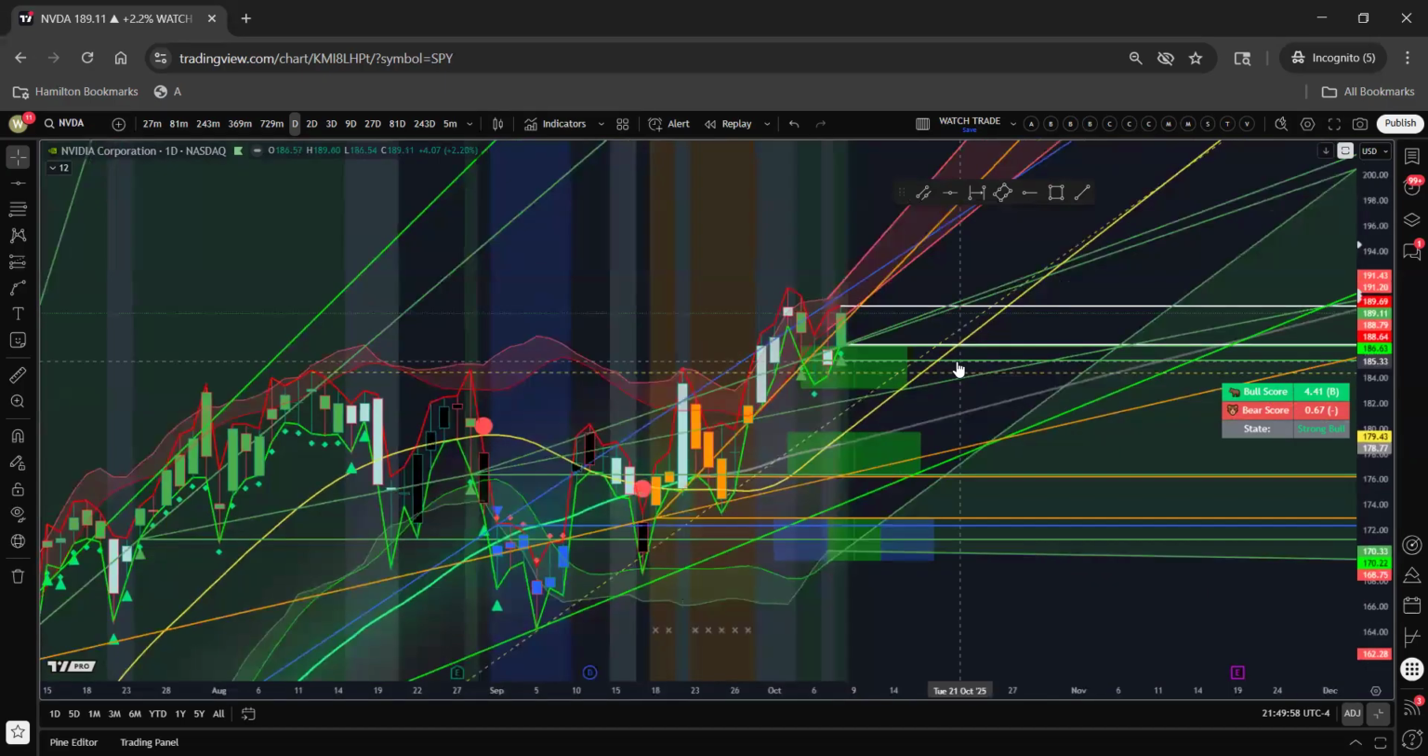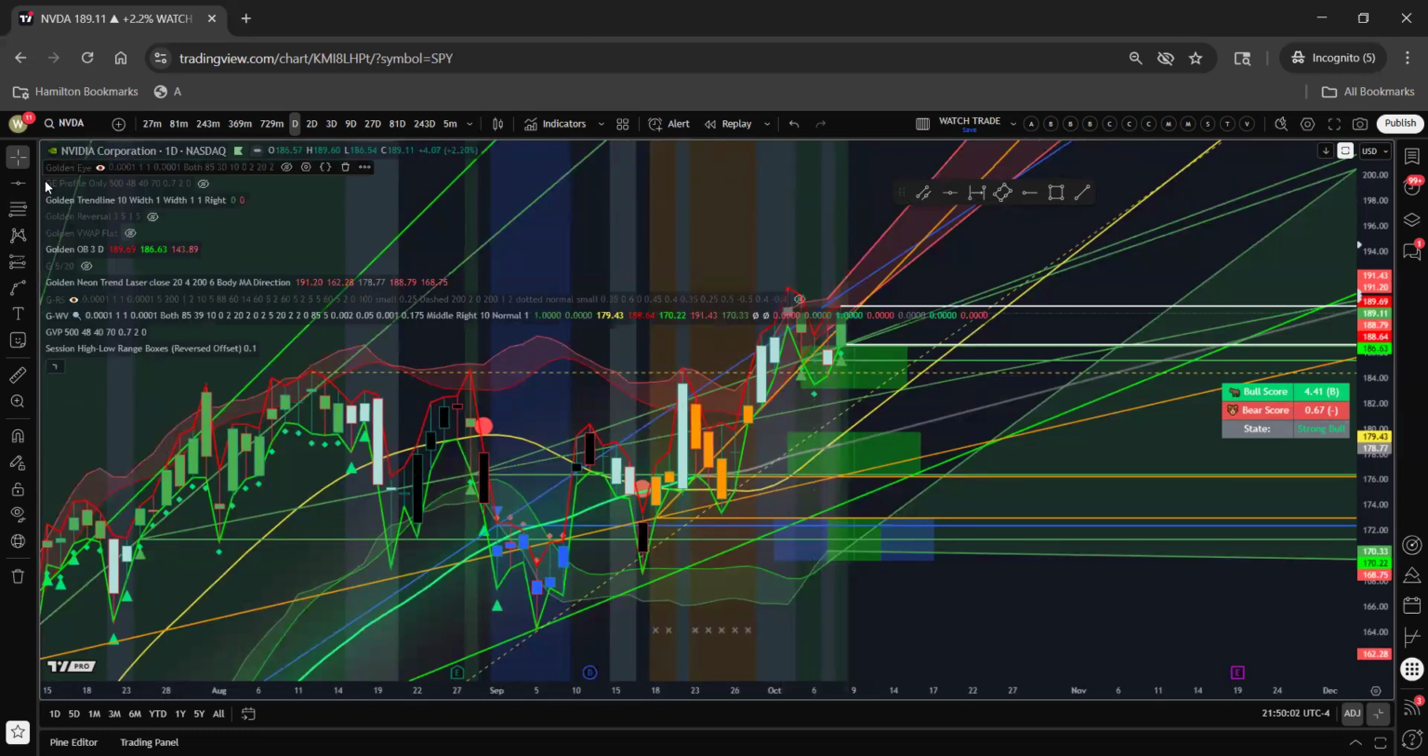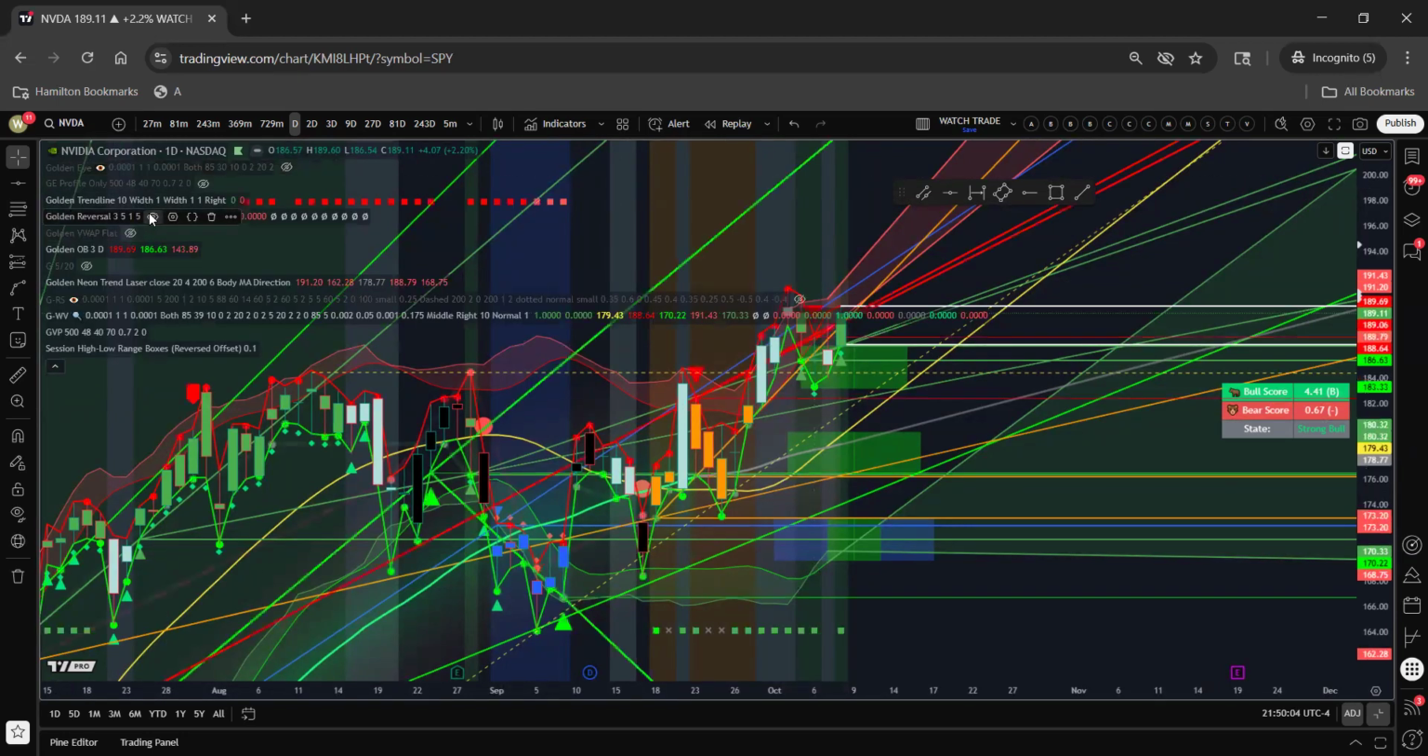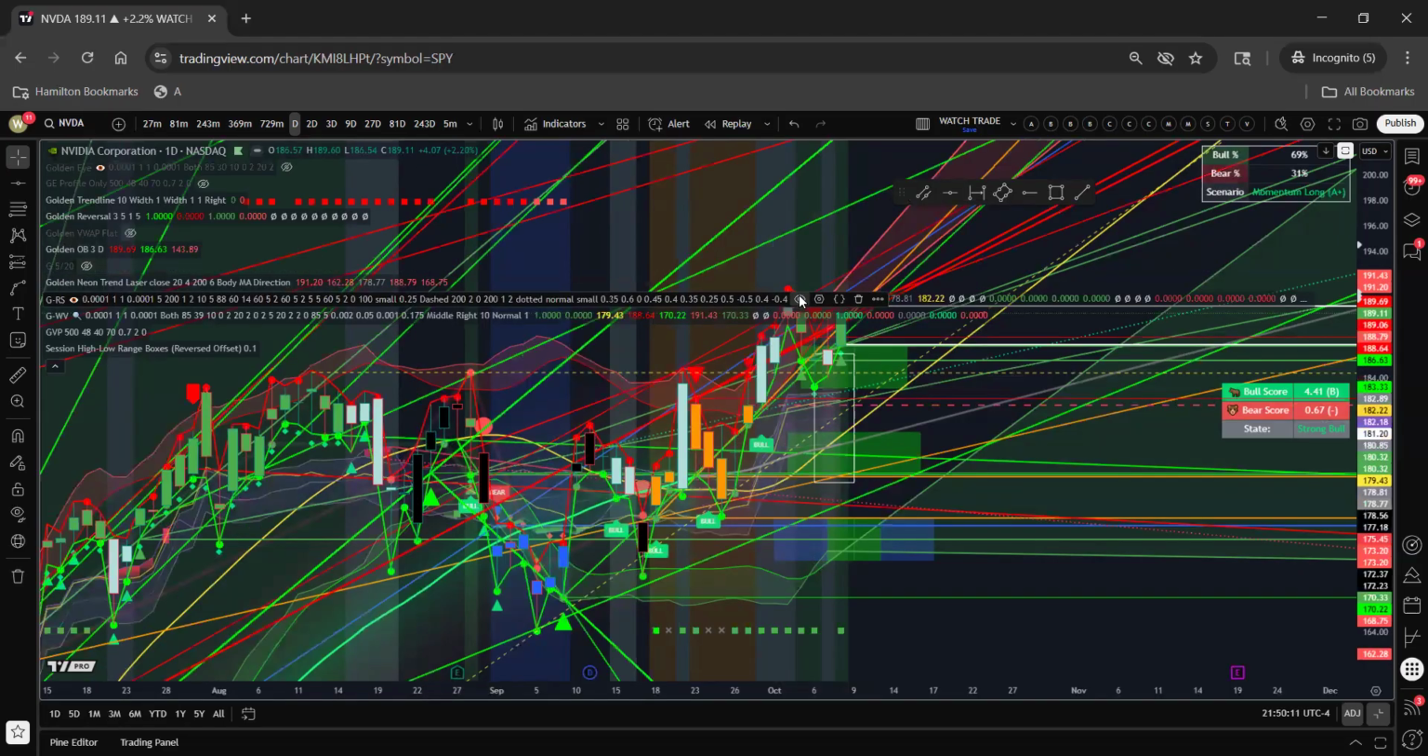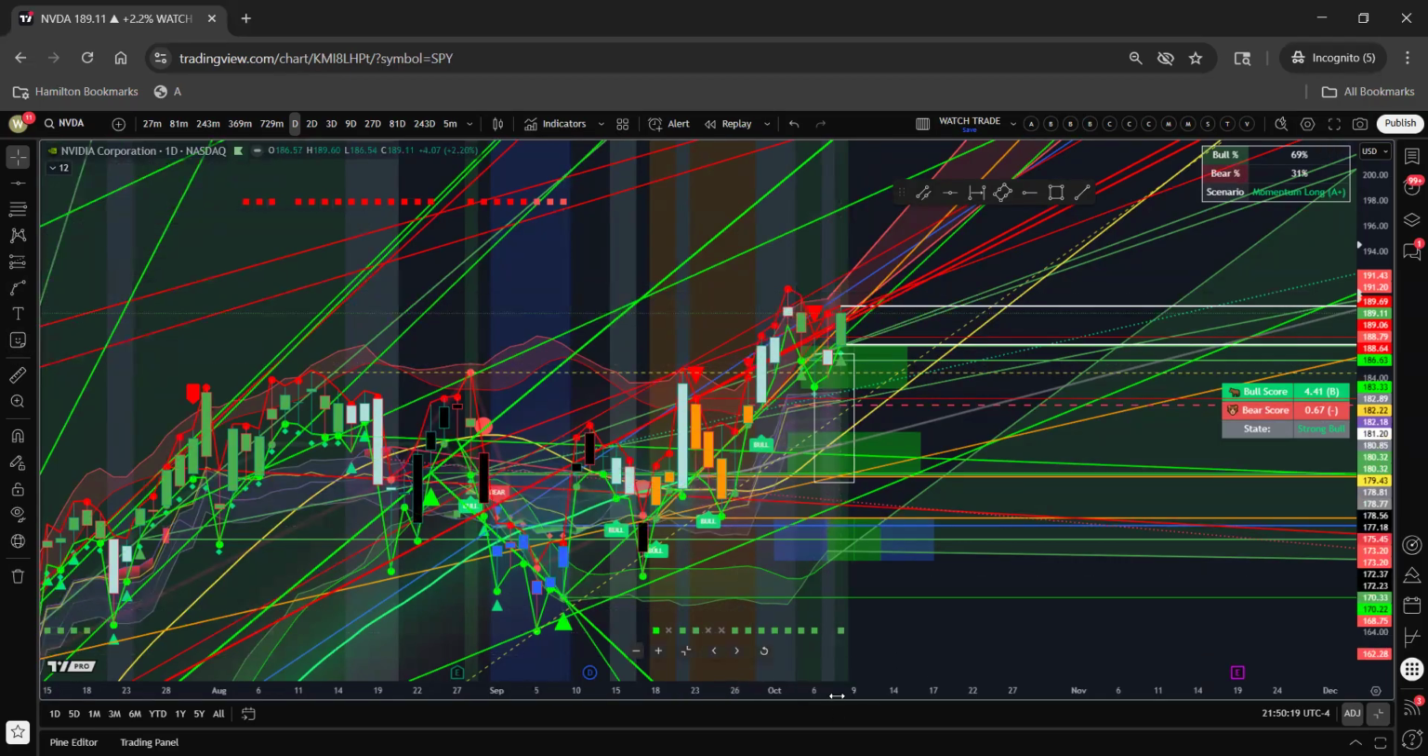So let's look at NVIDIA. We are above a bullish. I'm going to turn on all my indicators, whether it confuses you guys or not, because it's going to help me make a better analysis.